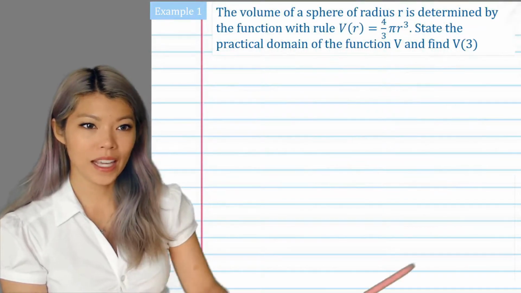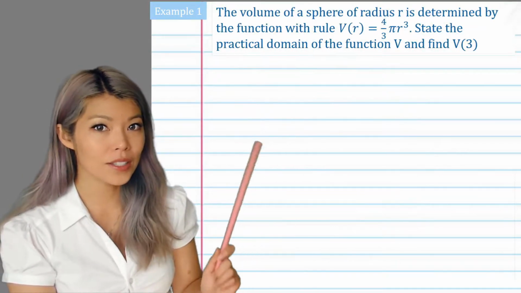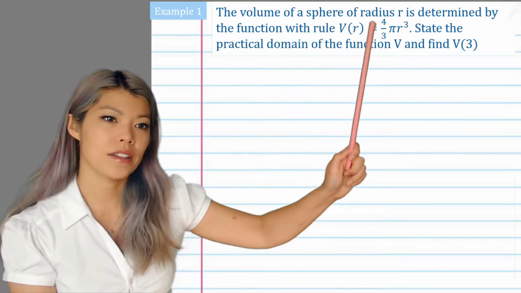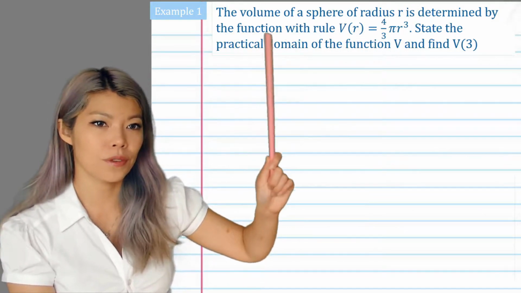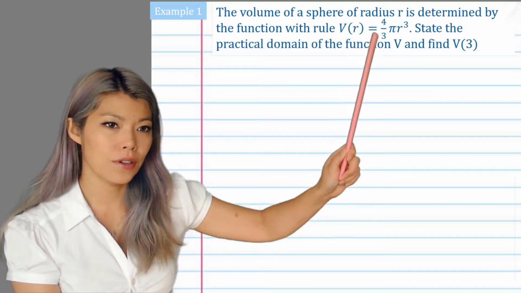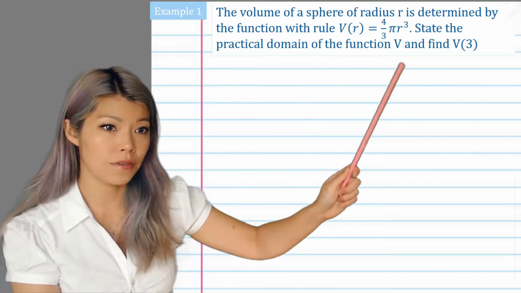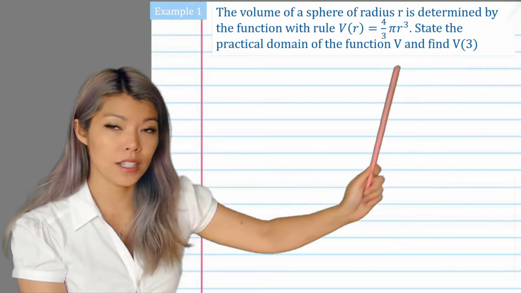Example 1. Here we have an example that we've done before. Today we're just going to apply function notation to it. The volume of a sphere of radius r is determined by the function with rule V(r) = 4/3 πr cubed. State the practical domain of the function V and find V when r is 3.